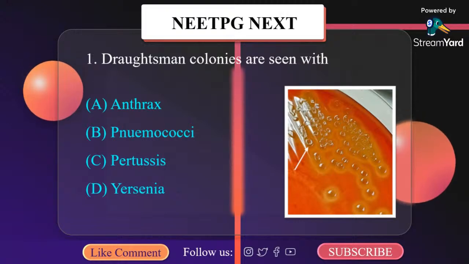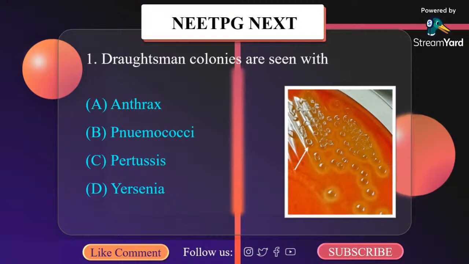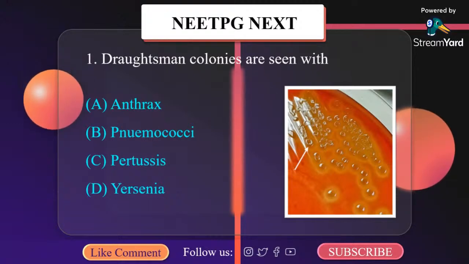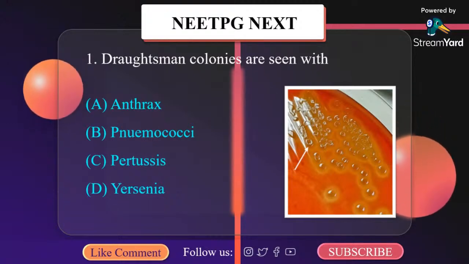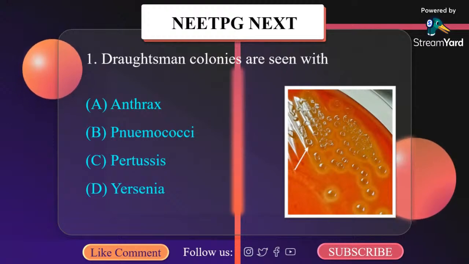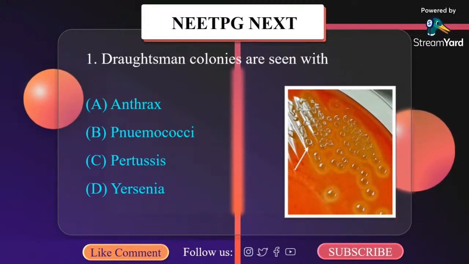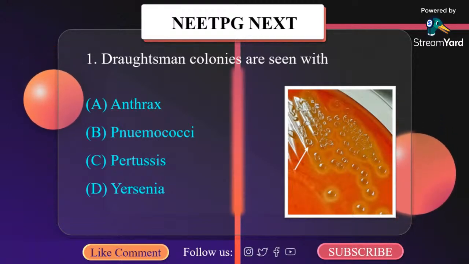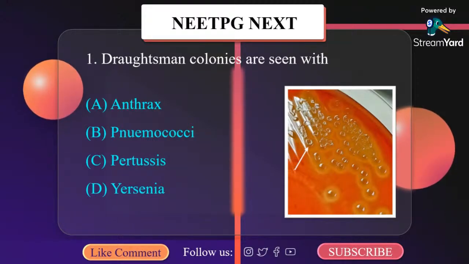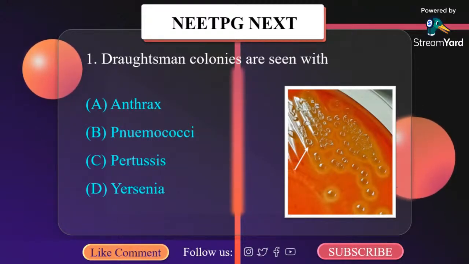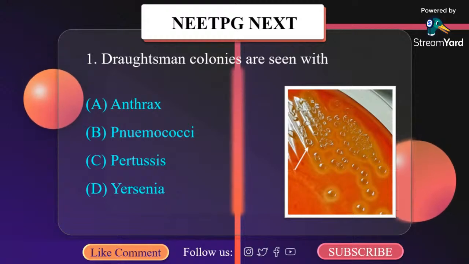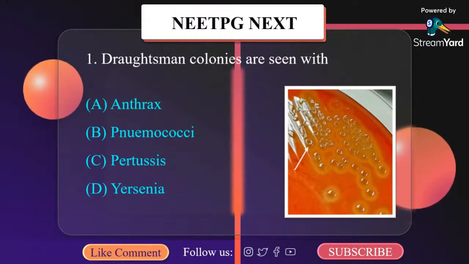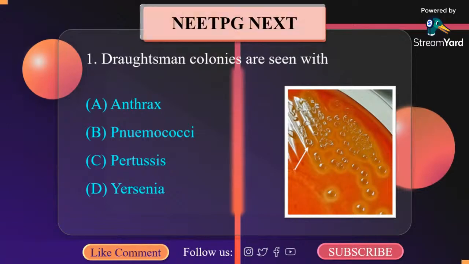Draughtsman colony. Draughtsman colony means carom coin appearance. What is the shape here? Concentric rings are seen on the surface. When you view the colonies from above, colonies become flat with raised edges and central umbonation. So it is like a carom coin, and it is seen in which organism? A. Anthrax, B. Pneumococci, C. Pertussis, D. Yersinia. It is the pneumococci which shows this. Correct answer here is B.